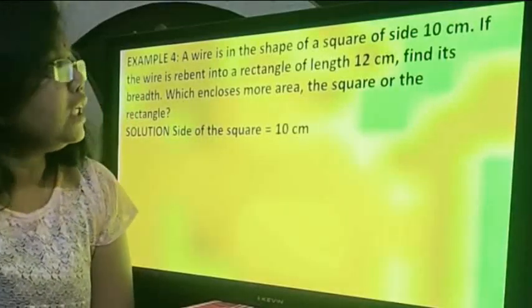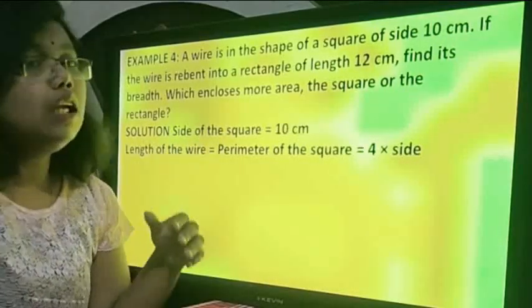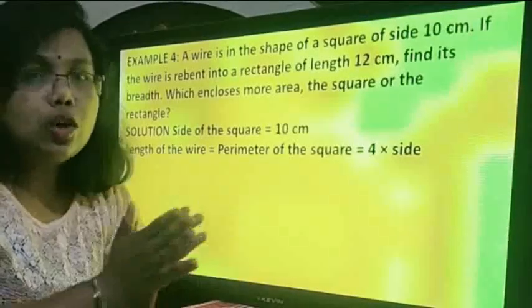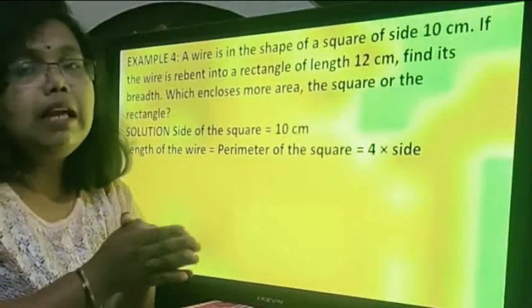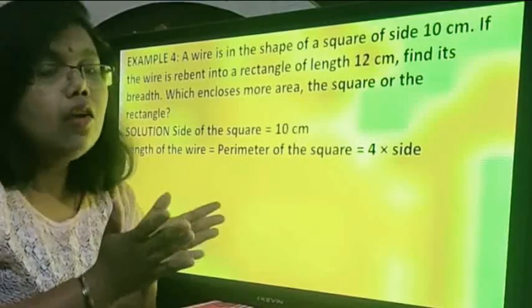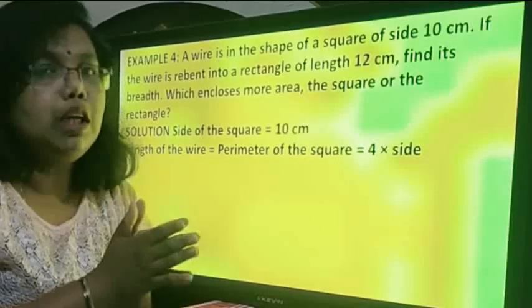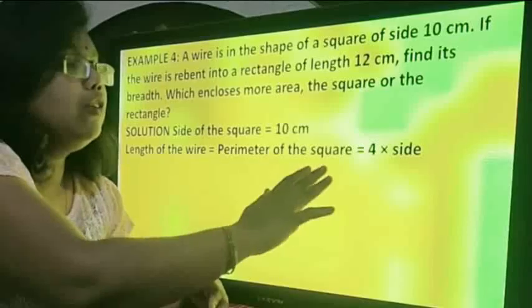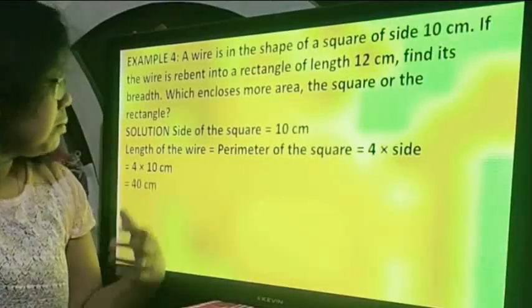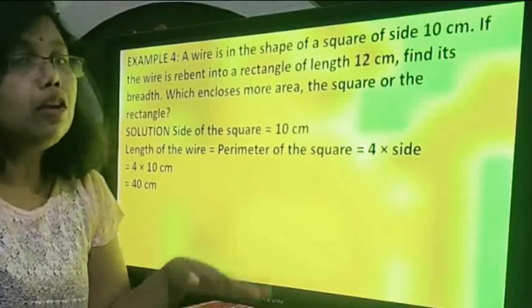Now what would happen next? Next step would be, side of the square is 10, and the total length of the wire is not being elongated or shortened. The wire is of the same length. That means the perimeter of the square and the rectangle are the same. The area enclosed will be different, but the perimeter, because we are using the same length of wire, is going to be equal. So the length of wire is the perimeter of the square, that is 4 multiplied by side, which is 40 centimeter. Now this is not just the perimeter of the square, this is also the perimeter of the rectangle.